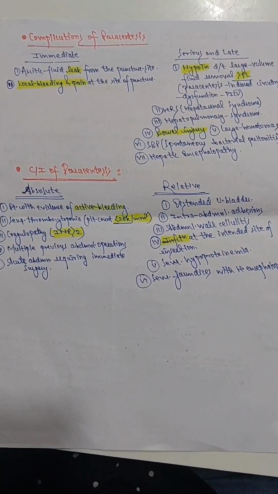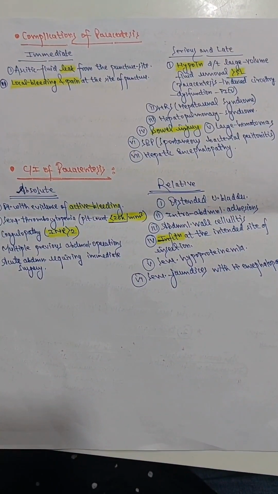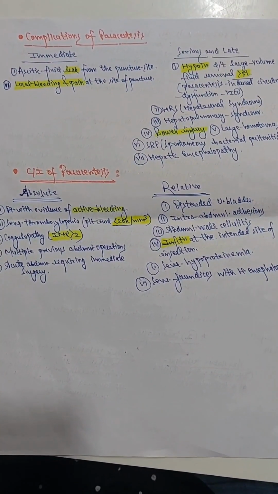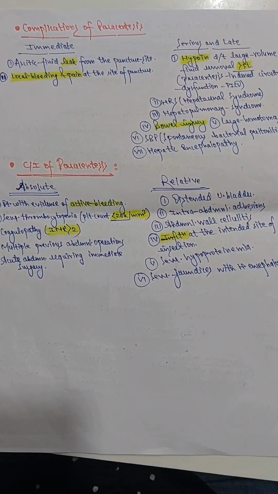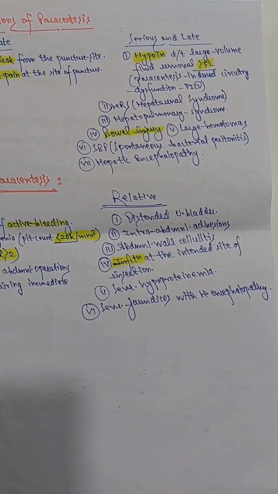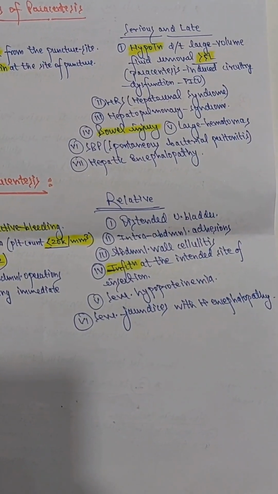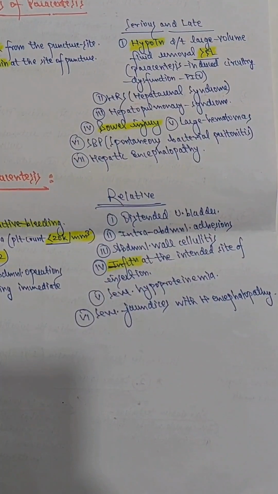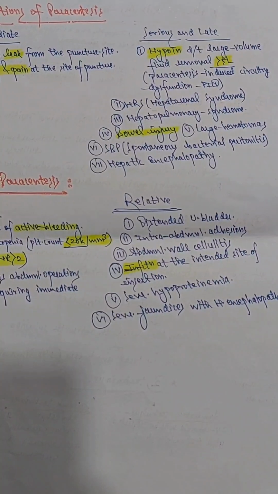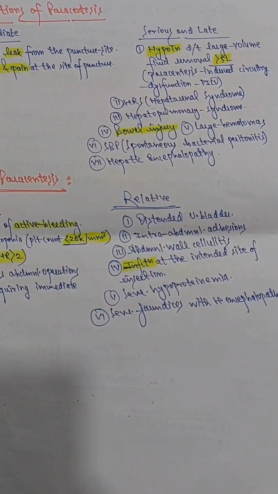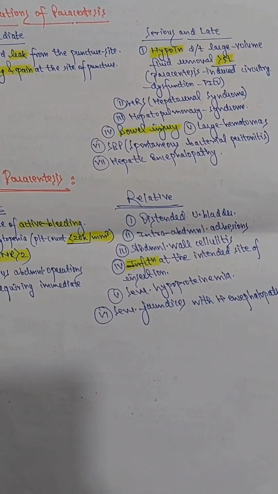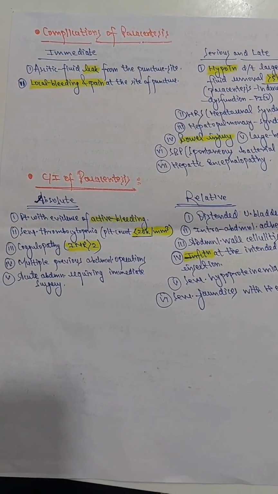Now, what are the complications of paracentesis? There are immediate causes and serious or late causes. The immediate ones are ascitic fluid leak from the puncture site, local bleeding and pain at the site of puncture. Then serious and late complications are hypotension due to large volume. If a large volume is removed, that is more than 5 liters, that is paracentesis induced circulatory dysfunction, it can lead to hypotension. Then also hepatorenal syndrome, hepatopulmonary syndrome, bowel injury can occur, large hematomas, then spontaneous bacterial peritonitis can occur, and hepatic encephalopathy are some of the late and serious complications of paracentesis.